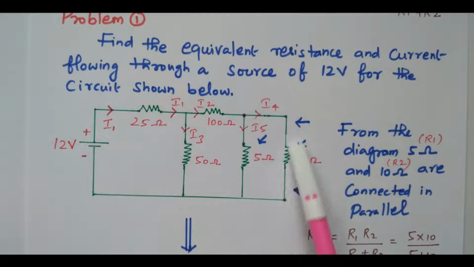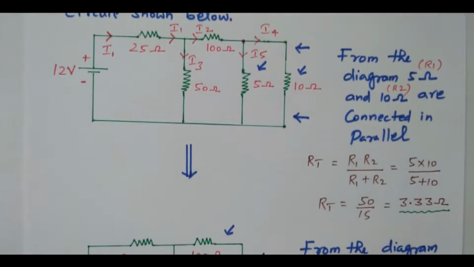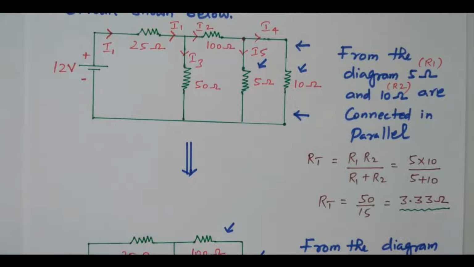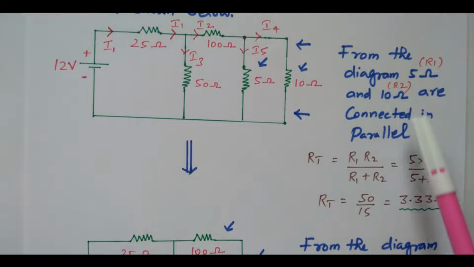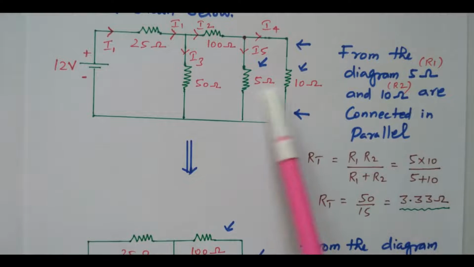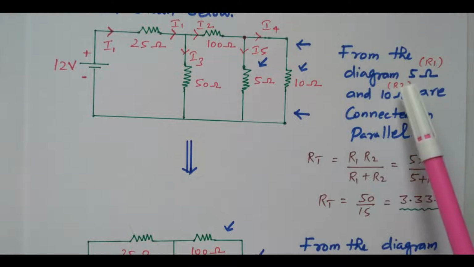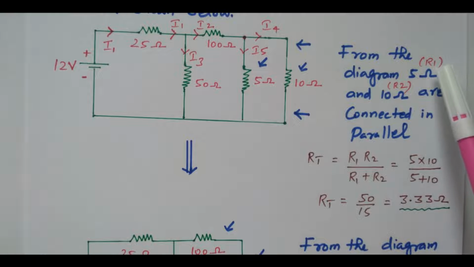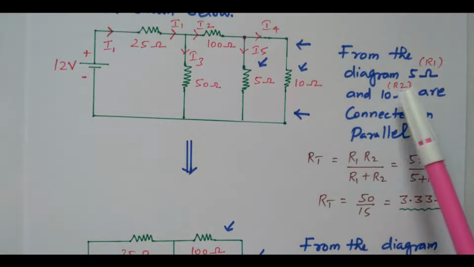By seeing this diagram, it is clear these two are connected in parallel. So if these two are connected in parallel, we can find the equivalent resistance. The calculation is available here. This 5 ohm and 10 ohm are connected in parallel. We'll take these as R1 and R2. For simplification purposes, we assume 5 ohm is R1 and 10 ohm is R2.